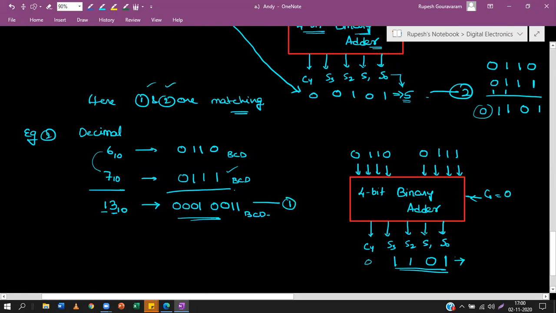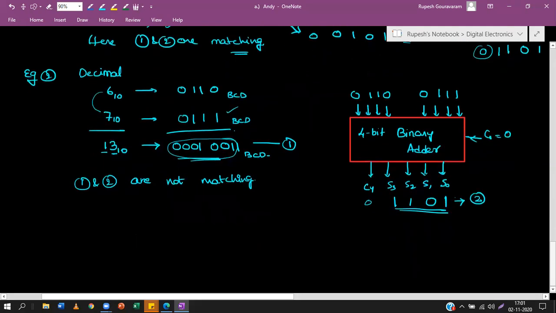So let us take the BCD addition as 1, and the binary addition as 2. We see that 1 and 2 are not matching. As 1 and 2 are not matching, that means the BCD value we expected, we are not getting from the binary adder. The 4-bit binary adder is not giving that result. And what result is it giving? 1101.